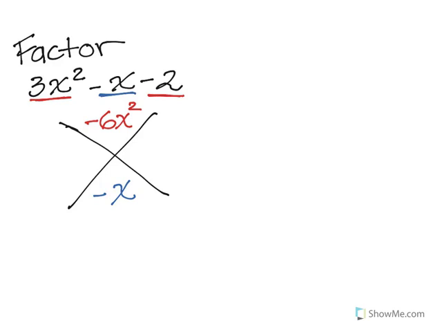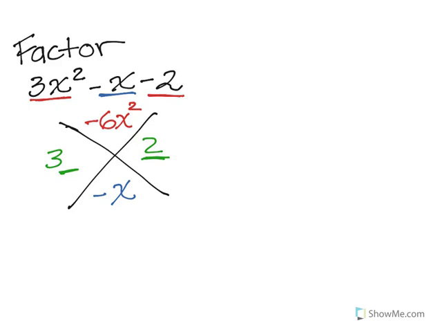After that, I need to find two numbers that will add to negative x, but when I multiply them, I'm going to get negative 6x squared. So what are some possibilities? Well, let's say 3 and 2. 3 times 2 is 6, right? So 3 and 2. However, I have negatives.